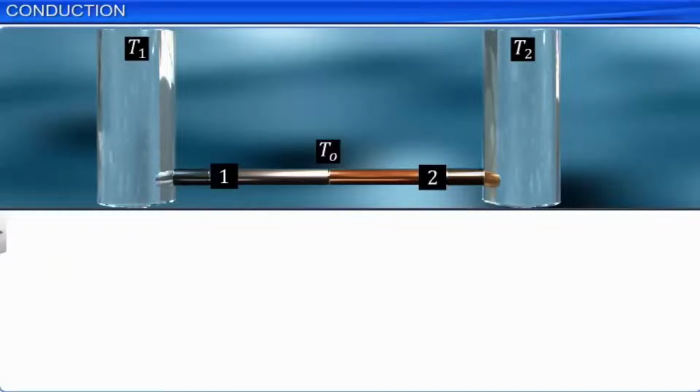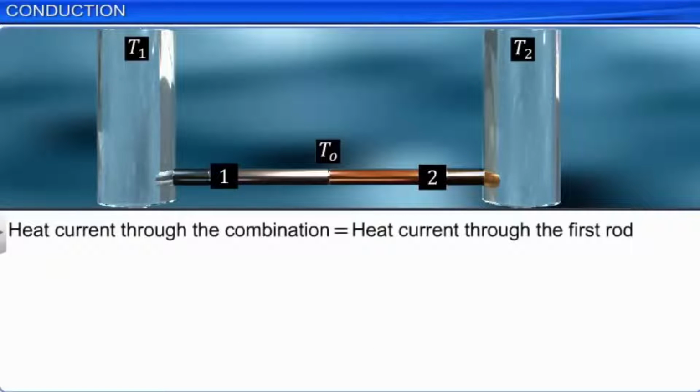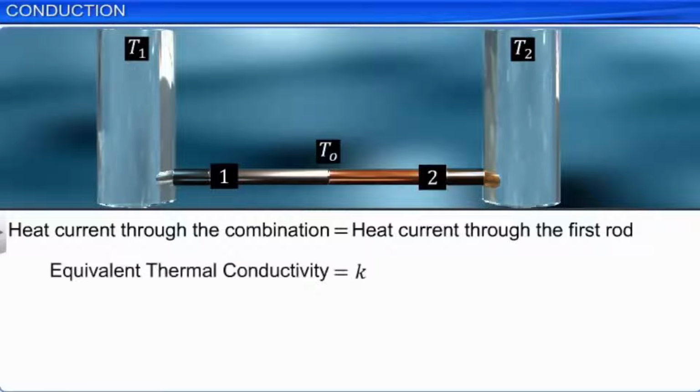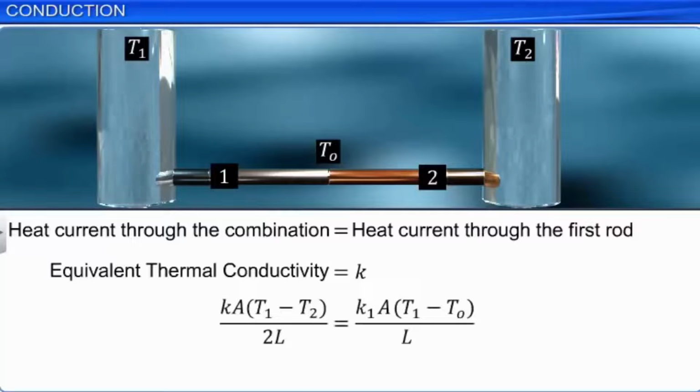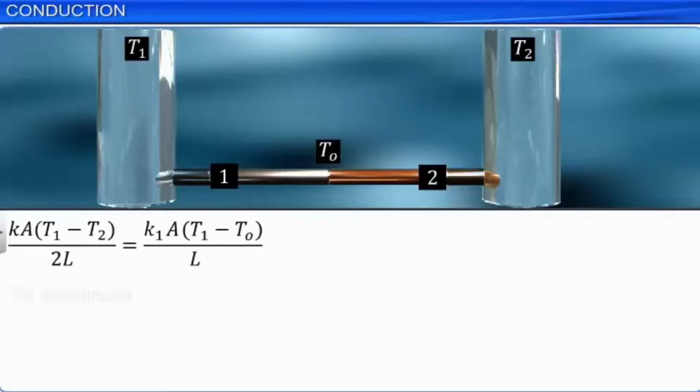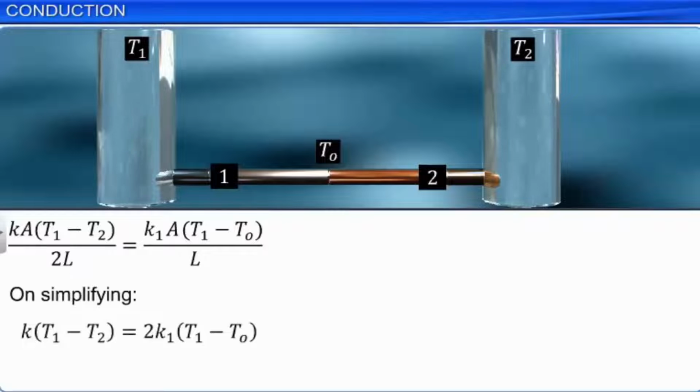Since heat current through the combination is equal to heat current through the first rod, if the equivalent thermal conductivity of the combination of two conductors is K, then we can write KA(T1 - T2)/2L = K1A(T1 - T0)/L. On simplifying, we get K(T1 - T2) = 2K1(T1 - T0).